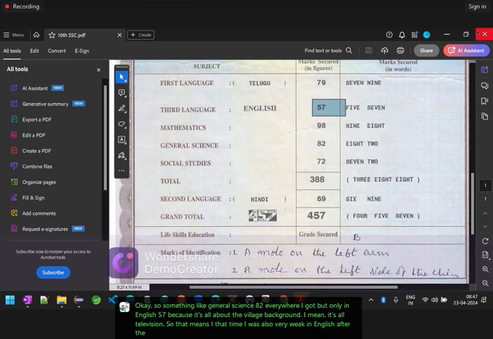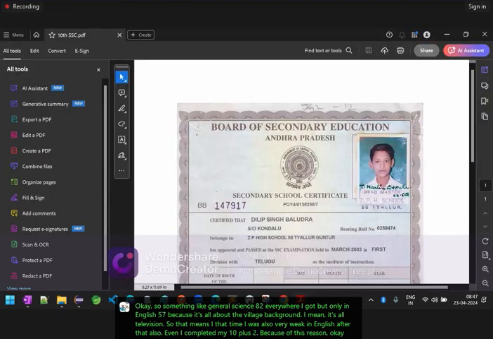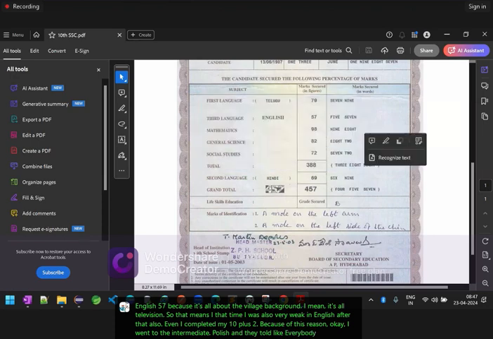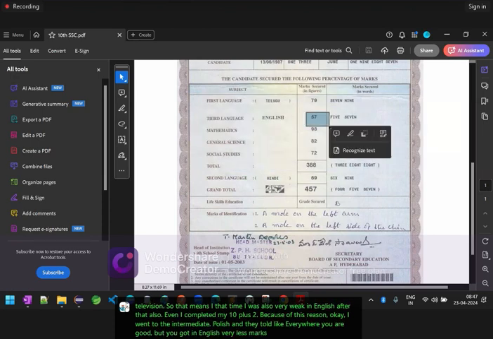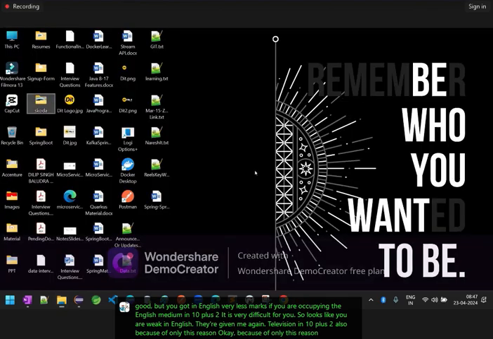After that, I completed my 10 plus 2. I went to the intermediate college and they told me, everywhere you are good, but you got very less marks in English. If you take English medium in 10 plus 2, it is very difficult for you. So it looks like you are weak in English. They gave me Telugu medium again in 10 plus 2 because of only this reason.